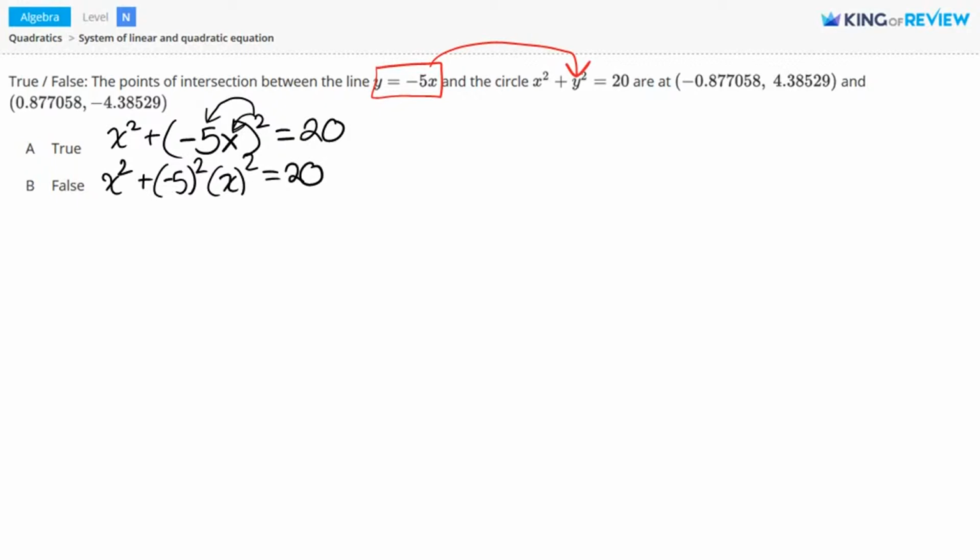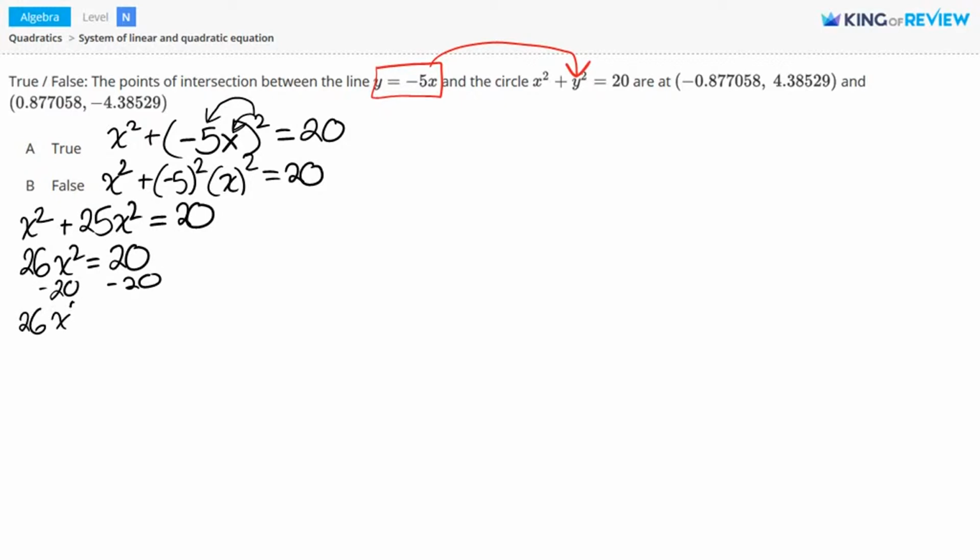Working this out, I get x squared plus 25x squared equals 20. Combining like terms, I have 26x squared equals 20. And now I want to get a 0 on one side of the equation, so let's move the 20 over to the left. I'll subtract 20 on both sides. So now I have 26x squared minus 20 equals 0.